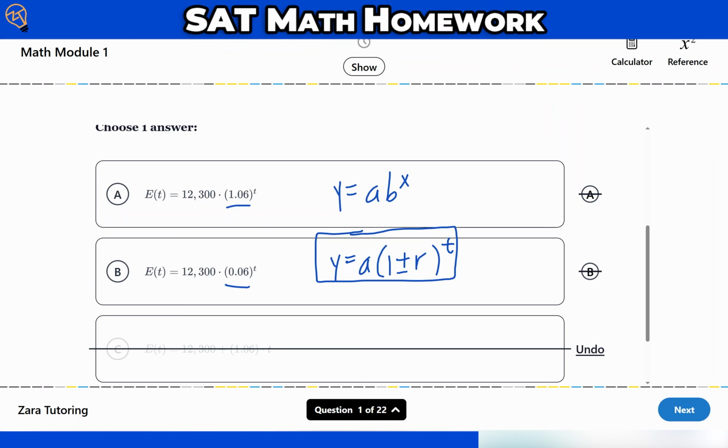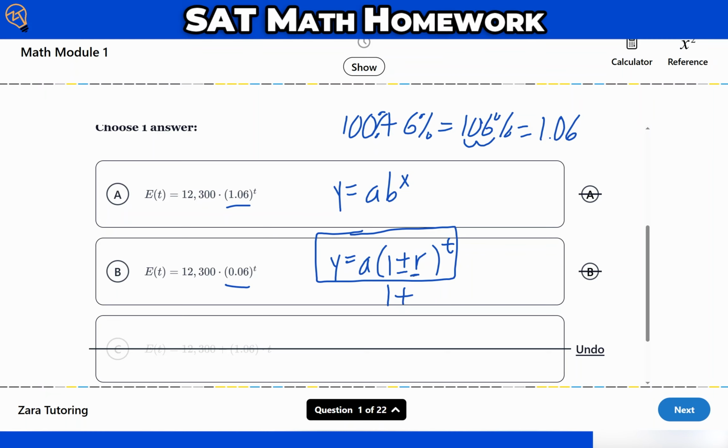So because it's growing by 6%, it's essentially saying 100 plus 6%. So it's always based off of 100%, either plus or minus. So 100 plus 6% is 106%, and percent written as a decimal moves the decimal 2 to the left, making it 1.06. Or you could just say we're doing 1 plus, and then what's 6% as a rate? Well, it's 0.06. Either way, we can see the correct answer is A.